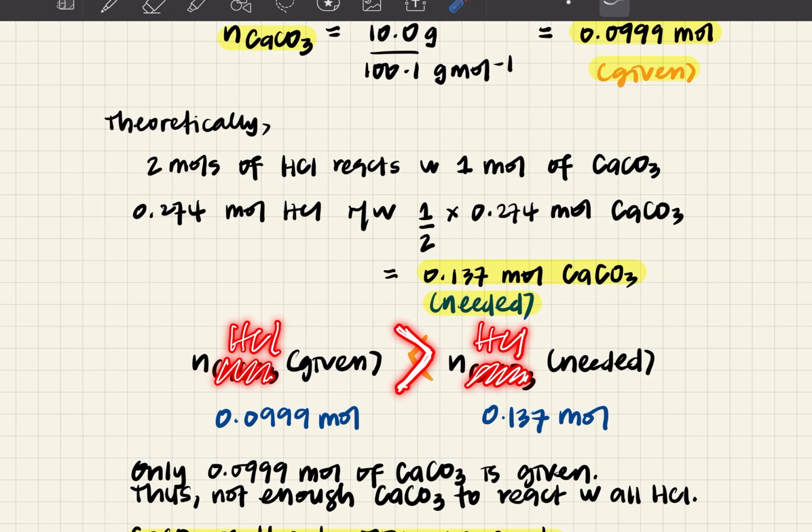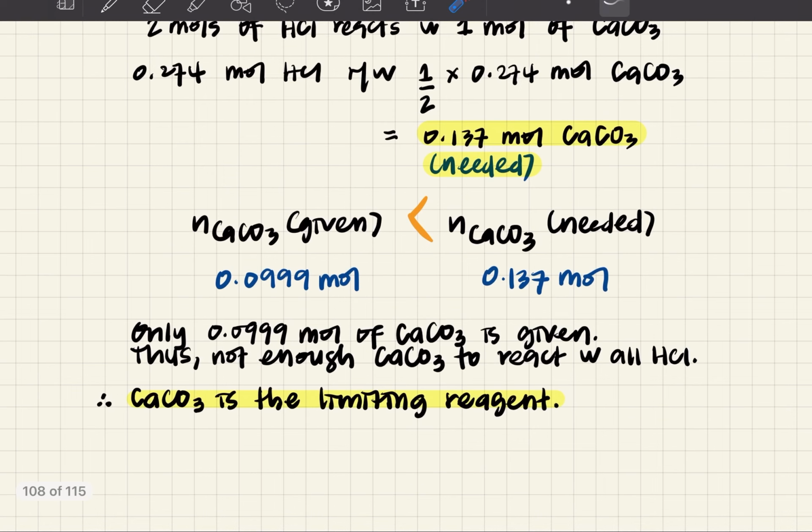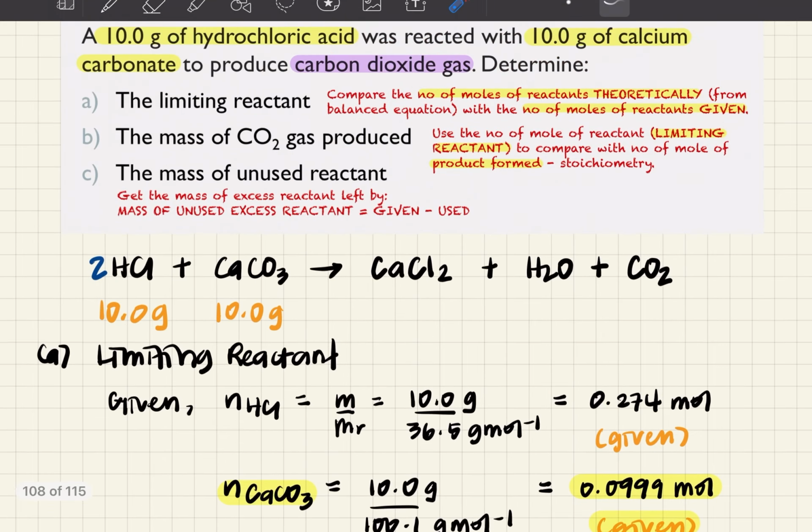Okay, so dari sini awak boleh conclude that HCl needed is less than HCl given. So maksudnya awak terlebih lah HCl tu. So that means HCl will be your excess reactant. So last pun, you will conclude that calcium carbonate is your limiting reagent. Okay? So make sure to have this point. This one is important. Alright?